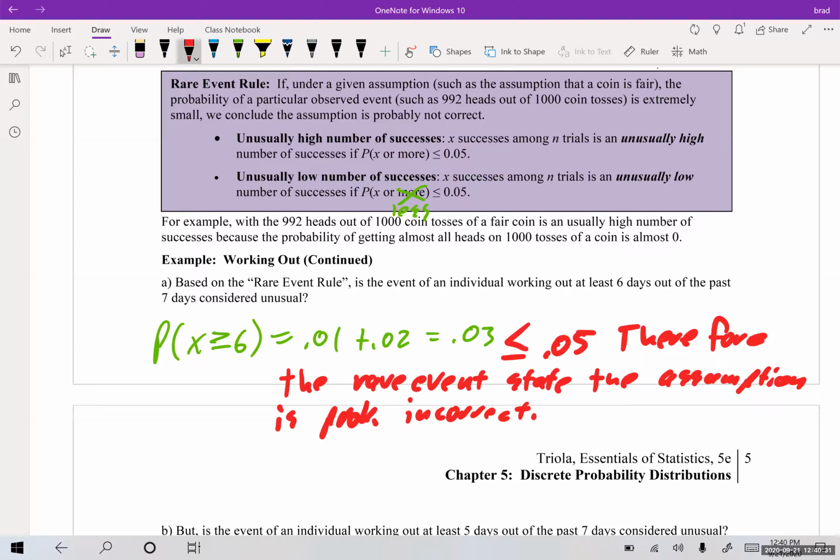Okay, so because it is less than 0.05, we normally say less than or equal to 5% or less chance of it happening. We normally say it's unlikely, more than likely your assumption was wrong from the beginning. So the probability of working out 6 or 7 days a week is unlikely when you talk to this individual, okay?